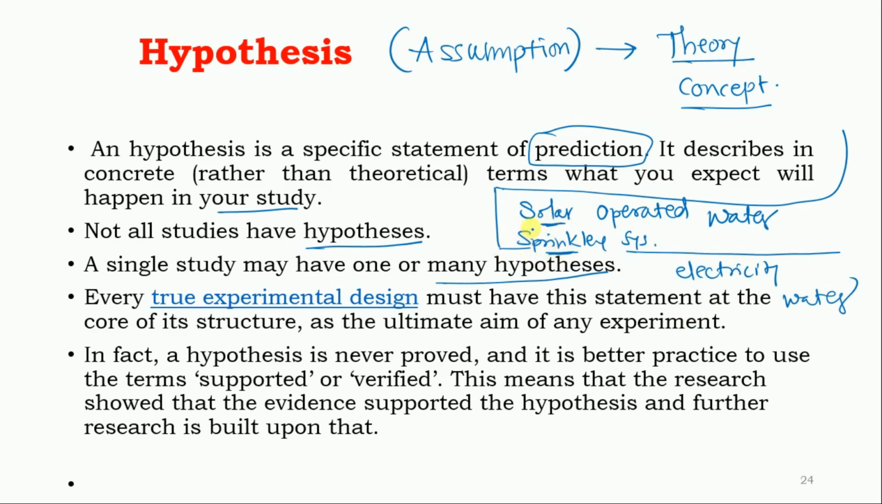Why can I make these assumptions? Because it's based on theory. We know the theory of solar systems. We know the theory of sprinkler systems, and that's why we can make an assumption like this. So this assumption is called what? Hypothesis. Okay. Some studies may have just one hypothesis, and some studies may have more than one hypothesis.